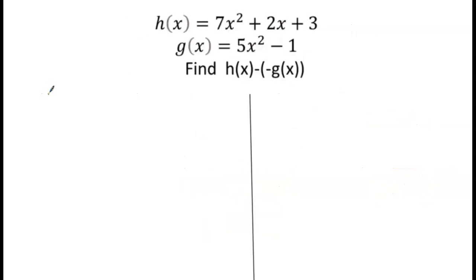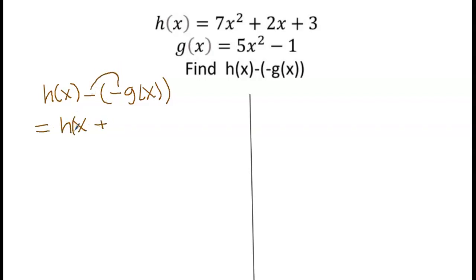So here we got h of x minus negative g of x. One thing you have to know is that this is the same as h of x, negative times negative becomes positive. So it becomes h of x plus g of x. So you have to know this one. We are adding. Let's write it in the vertical way.